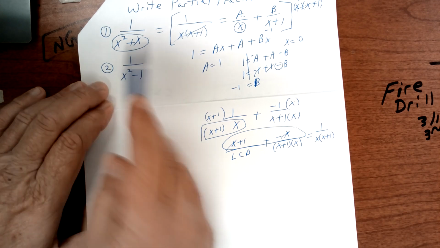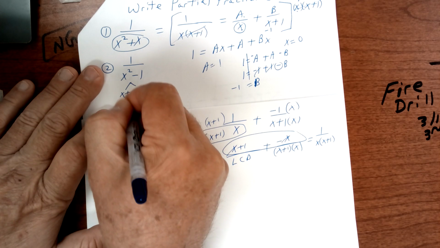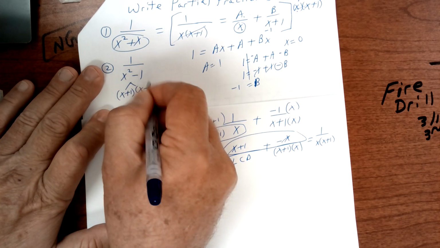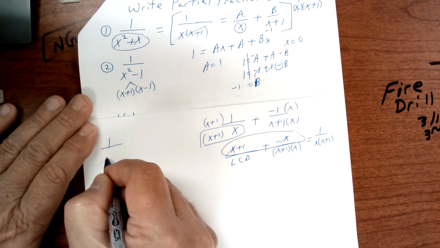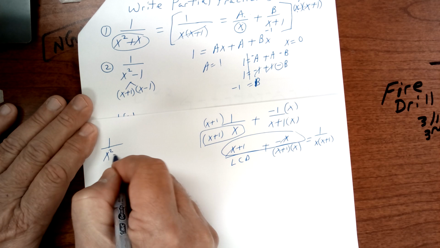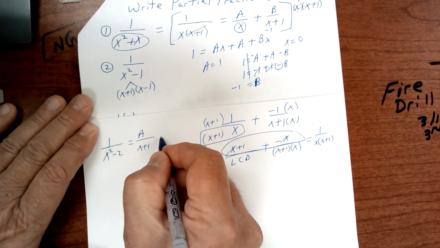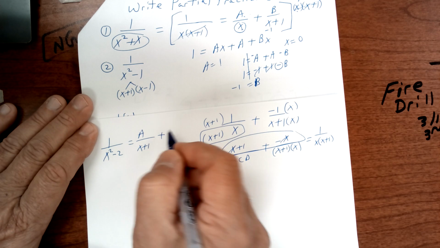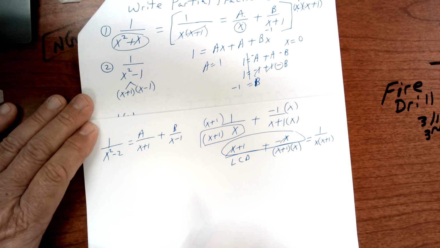On this one right here, you're going to factor this into the difference of two squares, x plus 1 and x minus 1, and then you're going to write your equation. So it's going to be 1 over x squared minus 1 is equal to a over x plus 1, and then plus b over x minus 1. And then you work it the same way.